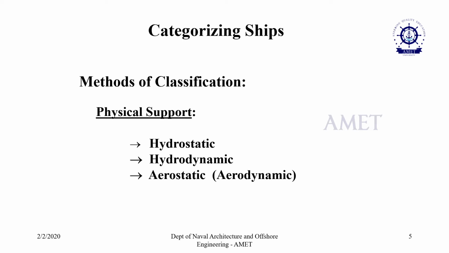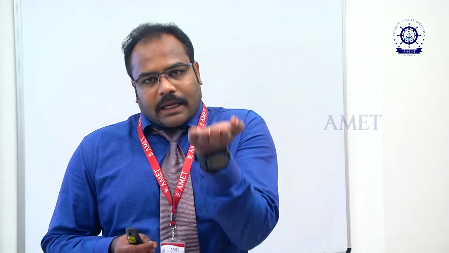Okay, methods of classification: physical support. By physical support we mean how the ship is going to be supported. One is hydrostatic support, another hydrodynamic support, and another aerostatic support. What is hydrostatic support? Hydrostatic means the ship statically floats on the water, which gives you the hydrostatic support.